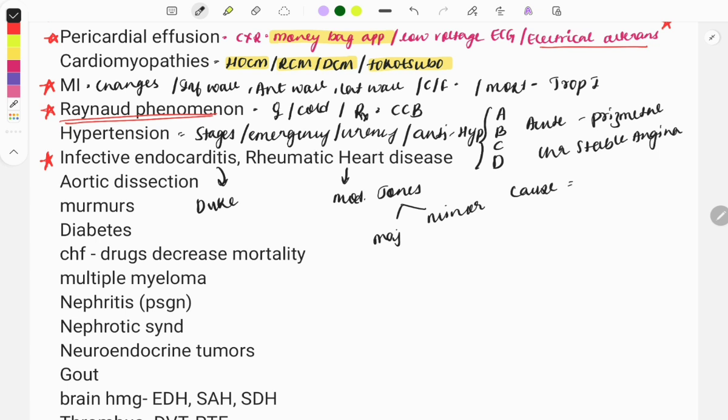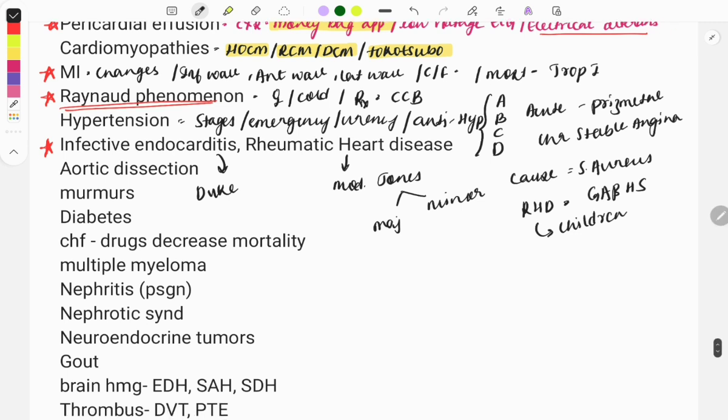For infective endocarditis, the usual causative organism is Staph aureus, and for rheumatic heart disease, it is the group A beta hemolytic streptococcus. And this is usually seen in children. So there will be a clinical case, a child after a sore throat. Then features will be described and you will be asked to make the diagnosis.